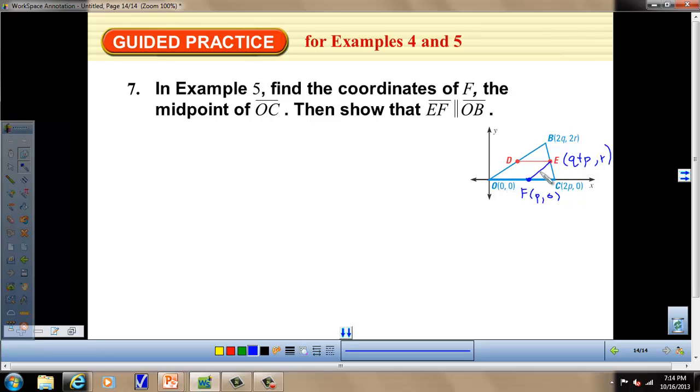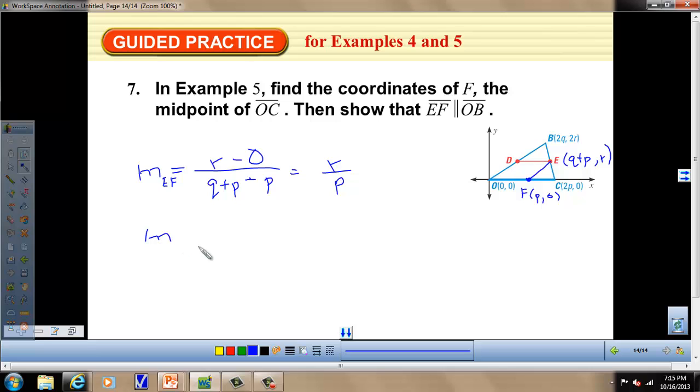So if we want to find the slope of EF, we take the two y's, which are R and 0, and the two x's, which are Q plus P minus P. So the P's cancel out, we get R over Q.